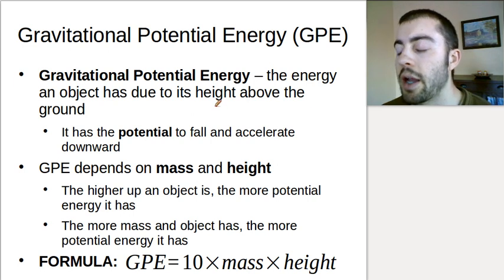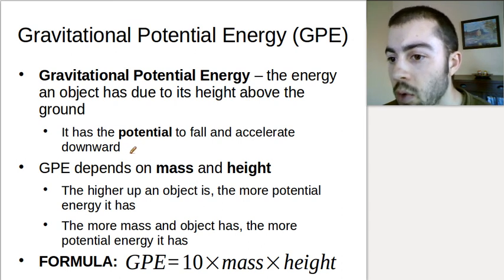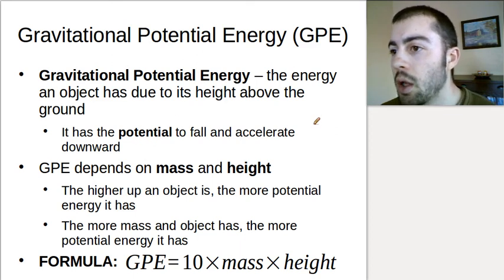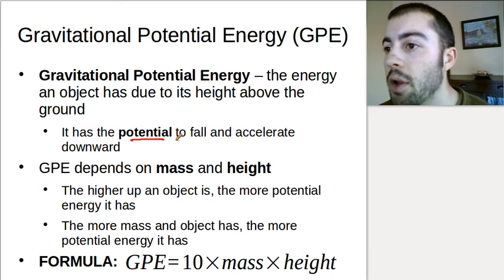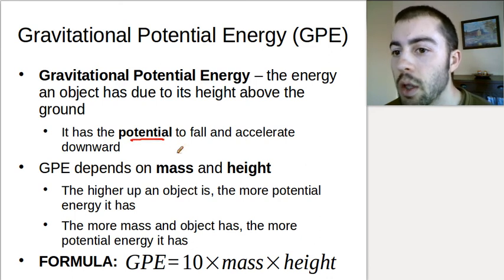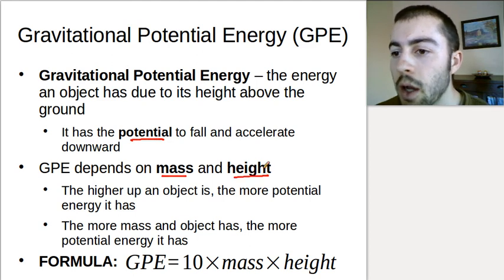So something that's sitting on the roof of a building would have potential energy. And if we think about this, what does it have the potential to do? It has the potential to fall and accelerate downward. So how this works is the potential energy could be used to accelerate the object downward. So again, potential energy is all about what an object could do. So what affects gravitational potential energy? The mass of an object and its height above the ground.